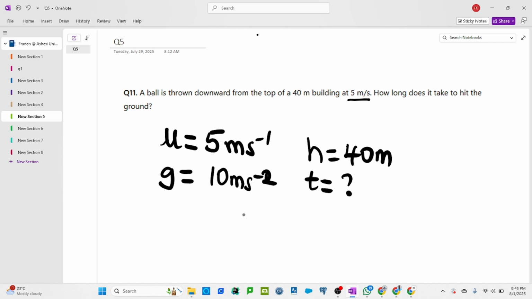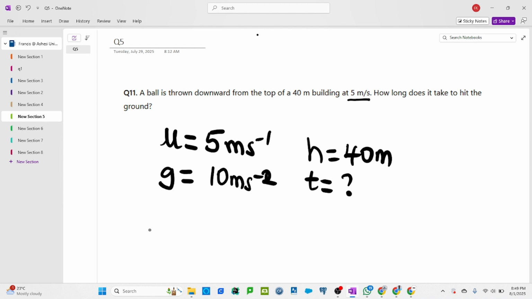Okay. So which equation are we going to use then? The first equation. Which is what? V equals U plus gt. Yes, sir. This we can't use because we are given height, so we can't use the first equation. So what equation are you using? We can use the second equation.